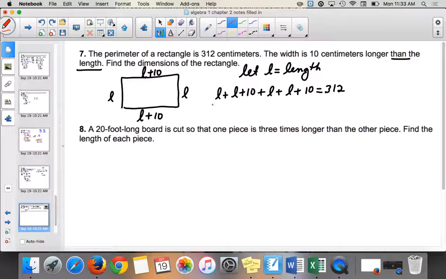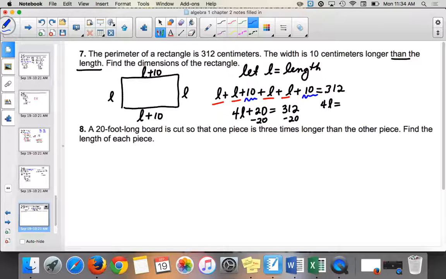So we're like, okay, I have L, L, L, and L. I have 4 L's together. Plus 20 equals 312. And I subtract the 20, I subtract the 20, and I have 4L equals. How are you getting 20? Oh, I forgot to add those together too, didn't I? So 10 and 10 is 20. Right? Forgot to underline.